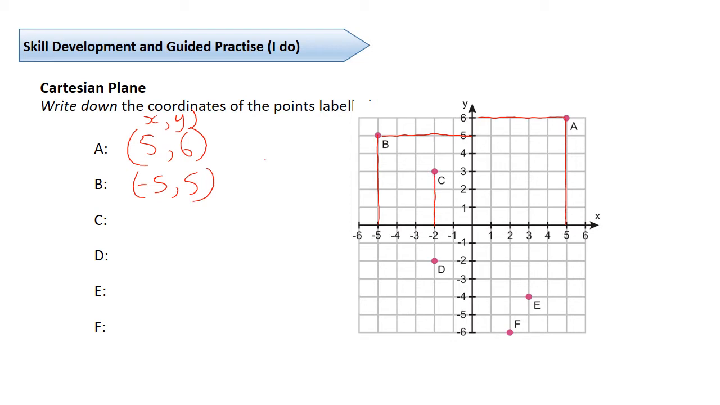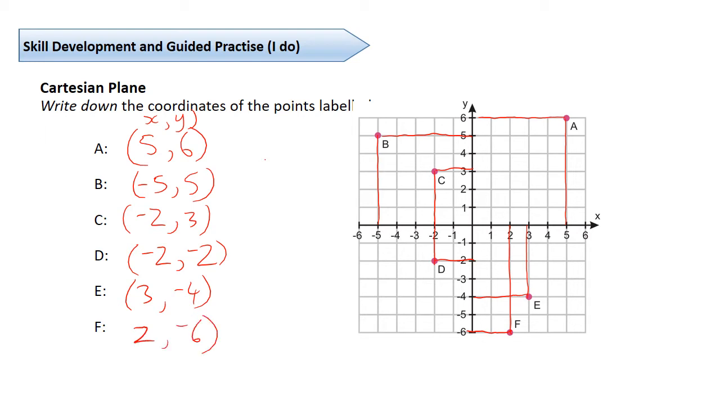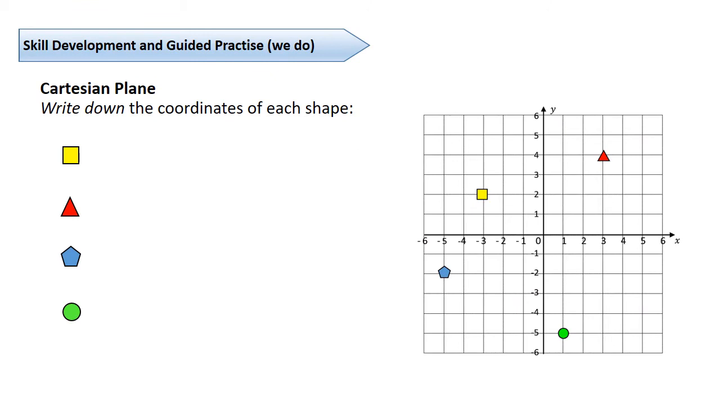C, it's negative 2 and 3. D, negative 2 in the x and negative 2 in the y. E is 3 in the x, negative 4 in the y. And lastly F, 2 in the x, negative 6 in the y. Alright, pause here, have a go at writing down the coordinates for the square, triangle, and the other two.